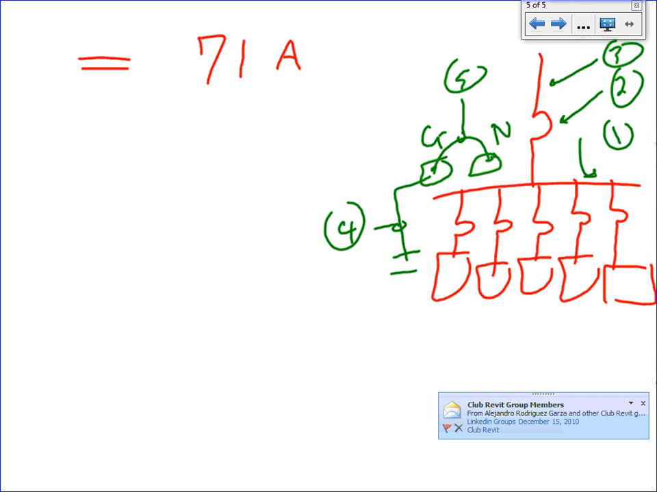One, two, three, four, 5. Were they 5 or 6? They were 5, right? There's 6.